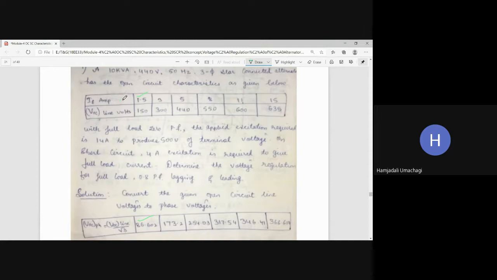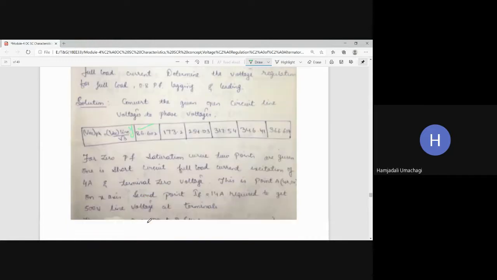So this IF comes along the x-axis, and phase voltage comes along the y-axis. For 1.5 ampere excitation, voltage is 86.602. So 1.5 means this point first, and the voltage will be somewhere at 86.602. Mark that point, the first point. Is it clear?